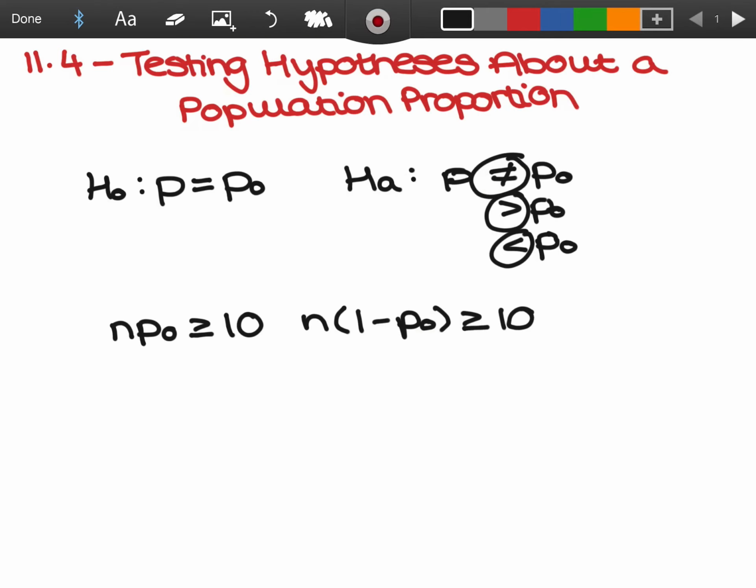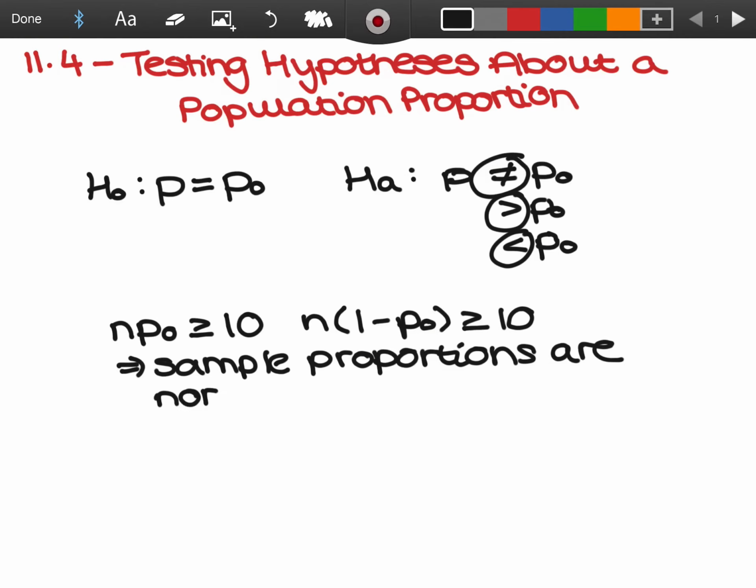But what these two conditions allow you to do is say that the sample proportions are normally distributed. And that allows you to take that Z transformation where you deal with the sample proportions, because your sample proportions are now normally distributed, which therefore means you can get your test statistic, which is the Z transformation. So this means that your sample proportions are normally distributed.